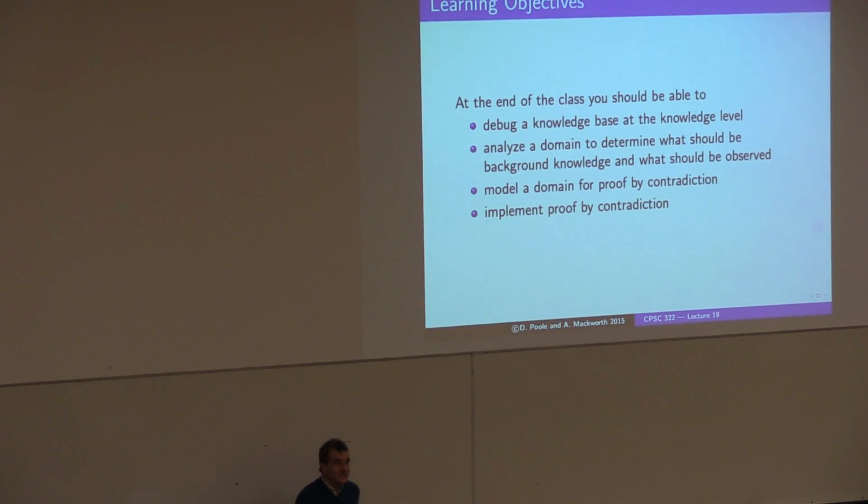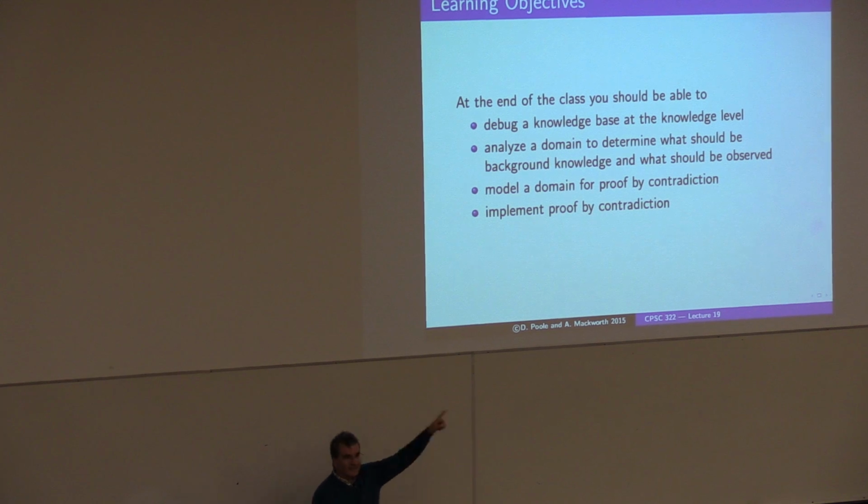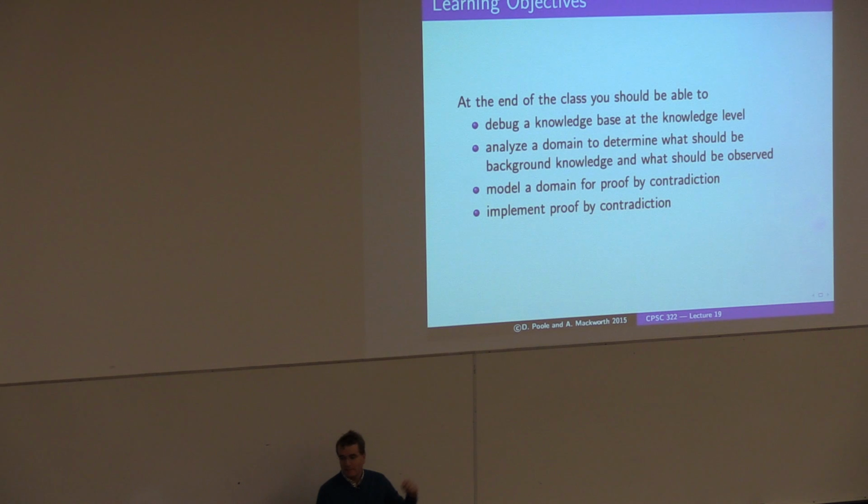All right, what we're going to do today is talk about debugging knowledge bases. We're going to talk about analyzing a domain to determine background knowledge and what we should be asking the users. Then we're going to model a domain for a proof by contradiction. Then we're going to implement this. Hope we might get to the stage of actually talking about how to implement this proof by contradiction. So we're going to talk about different ways of reasoning about this.